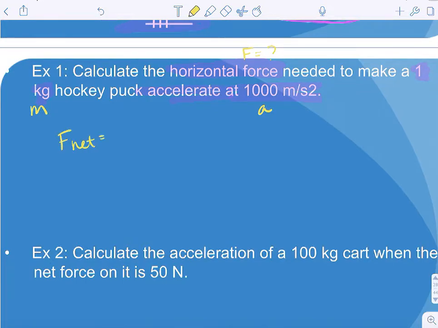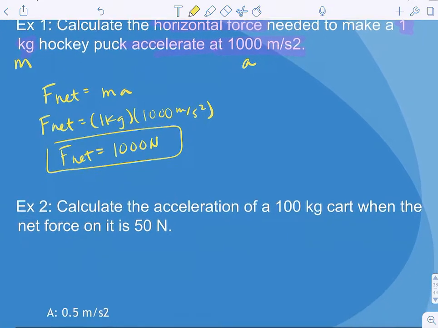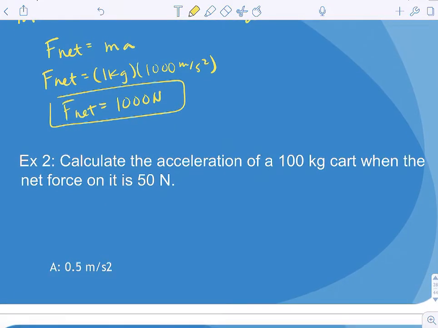Lucky for me, I have an equation that includes all of these values. So 1 kilogram times my hopeful acceleration of 1,000 meters per second squared. The net force needed to accelerate that puck that much would be 1,000 newtons in the same direction as the acceleration. They didn't specify in this case, so you don't need to worry about it. All right, hopefully that seemed easy. The next one, it'll get a little bit more challenging as we go.